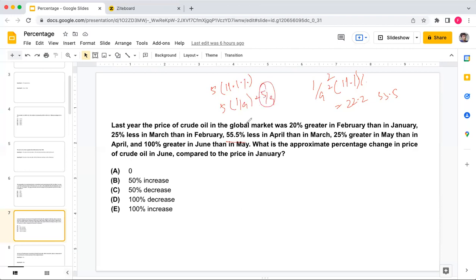So always try to do these in the form of fractions while dealing with percentage questions, right? Okay, so let's move forward.